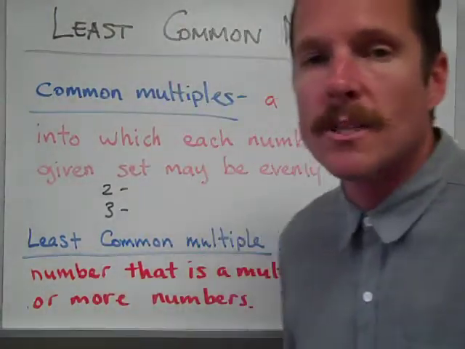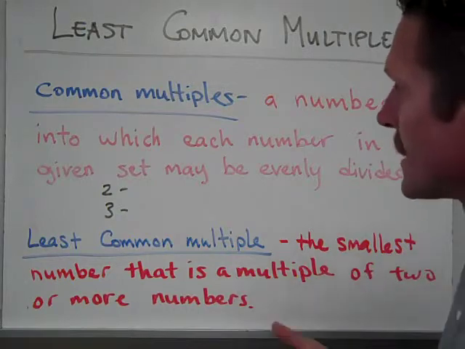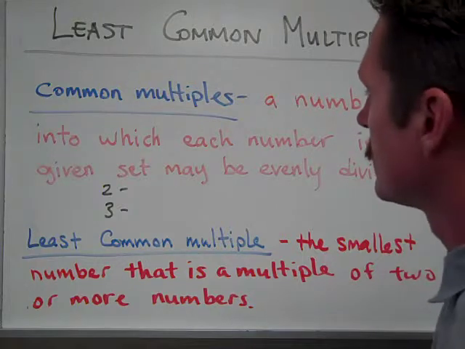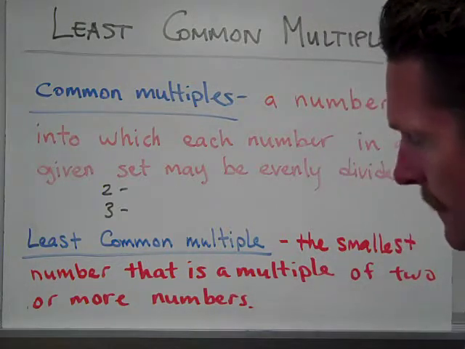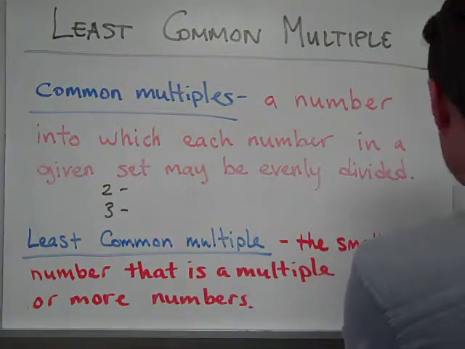Alright, so we're talking about least common multiples. First thing we need to find is, what does a common multiple even mean? Well, that's a number into which each number in a given set may be evenly divided. So, common multiples. What you do is you list the multiples. So let's list these multiples here.